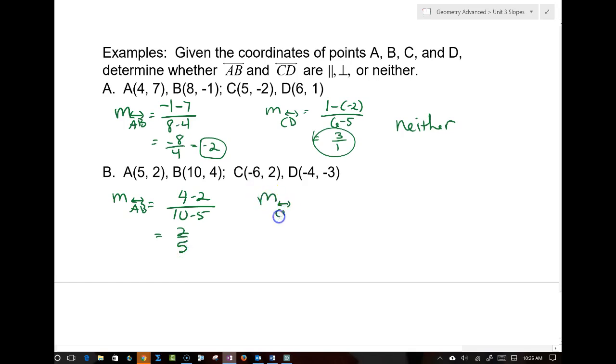I got my slope of line CD. I got -3 minus 2 over -4 minus, oops, I got my subtraction sign, minus a -6. So again, -5 over 2. Question, what is it? So they're going to be perpendicular. And you can use the symbols. Is that good with you guys to use the symbols?